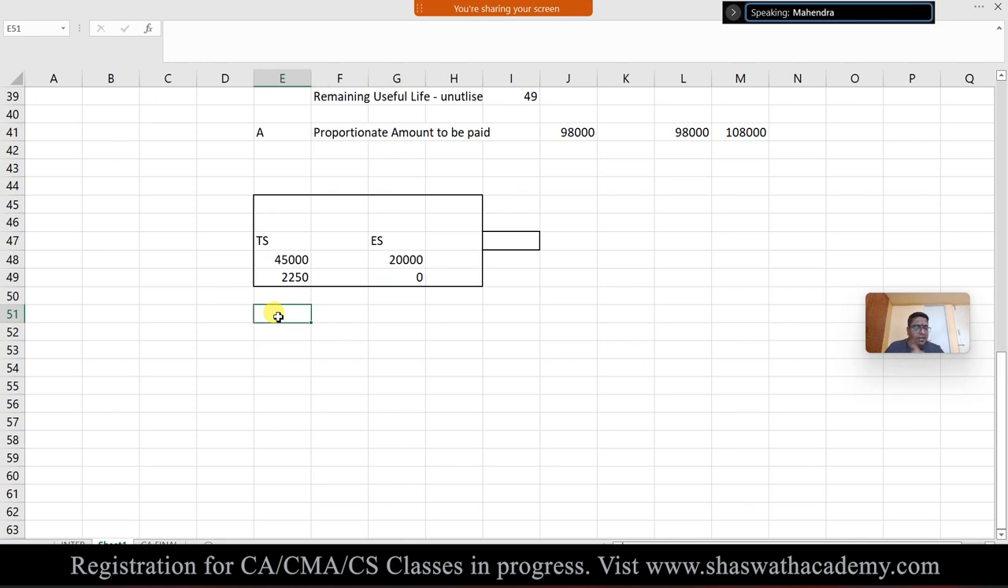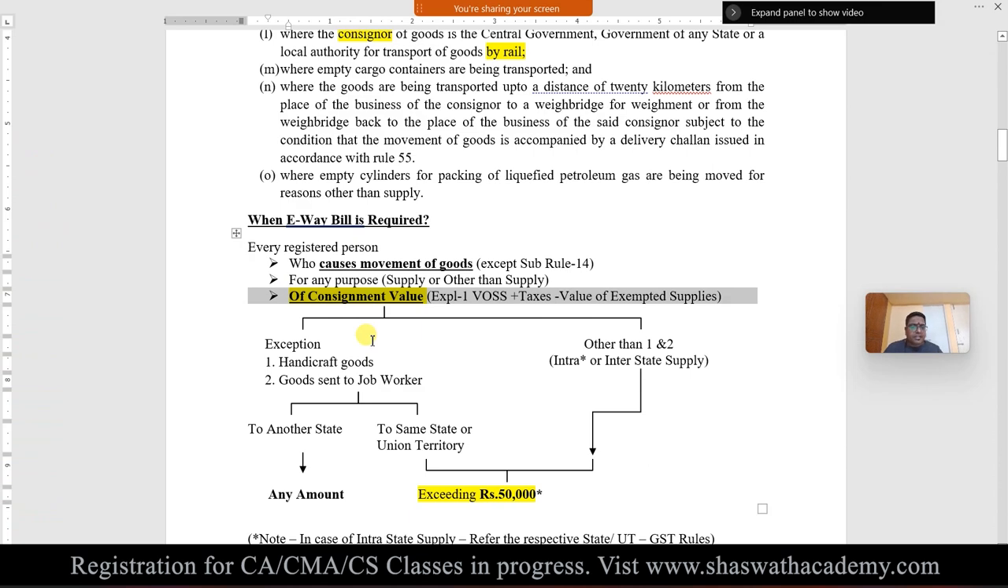Sir, now what is the value of this consignment, sir? 27,250. Sorry, my dear. Consignment value is 47,250. I am not supposed to take this exempted value at all. I have to take only taxable value and tax thereon. Sir, then how come that equation came, sir?